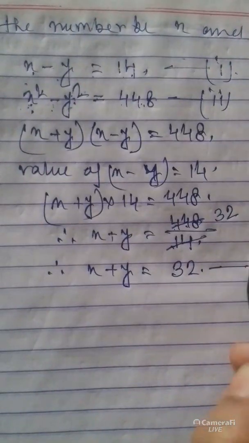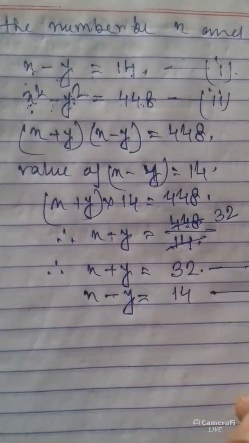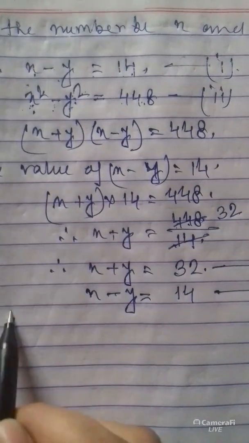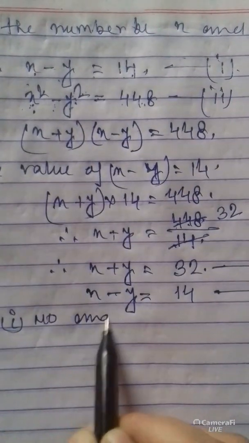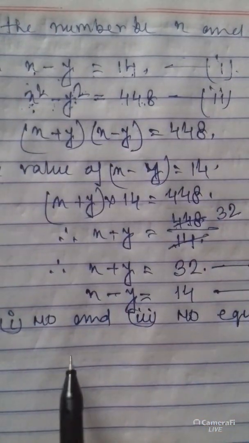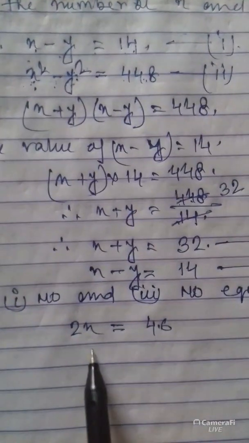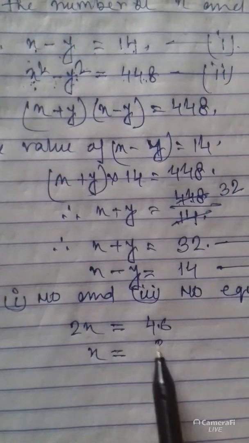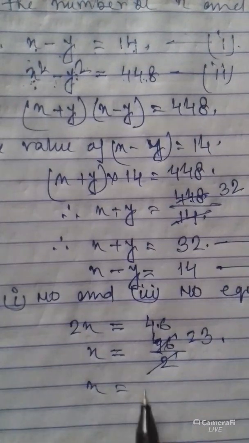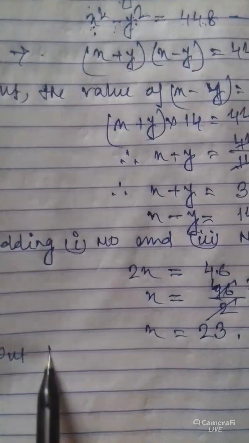Suppose this is the 3 number equation and our first number equation is x minus y equal to 14. Now adding the one number and 3 number equations, we get 2x equal to 46. Then x equal to 46 by 2, which means 23. X equal to 23.